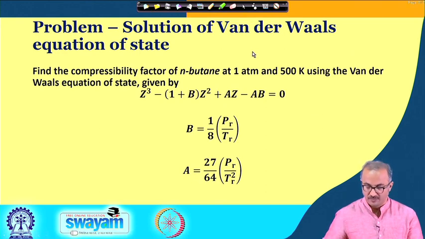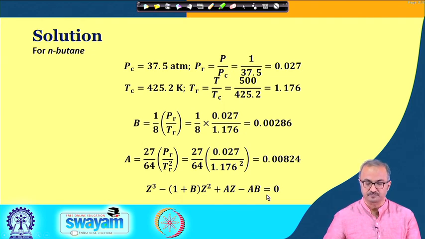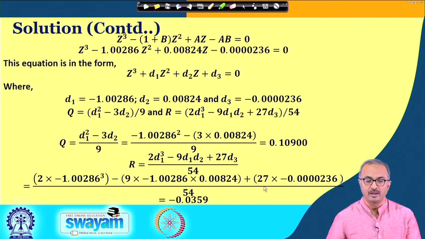Now, we can proceed with the butane. Here, for butane, we have this critical pressure and this critical temperature, and we find out the reduced pressure and reduced temperature values. Then we find out the values of these coefficients. Once we find the values of the coefficients, we put these into this particular expression, and we have finally this expression.